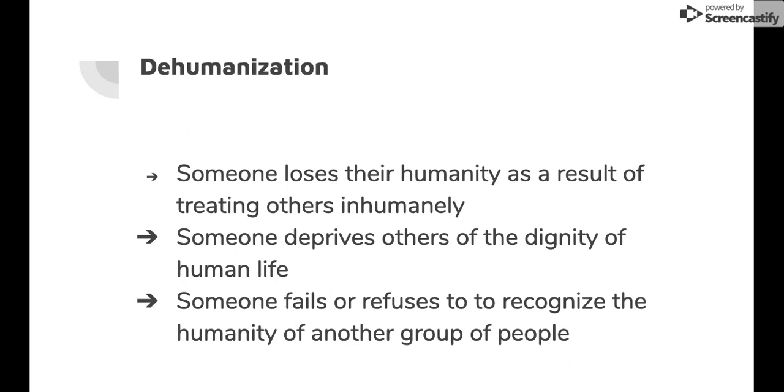I've given you a number of approaches to this in the gallery, so take a look around and begin to get a general sense of this idea of dehumanization and develop your own definition of this, drawing on various of the items in the gallery.